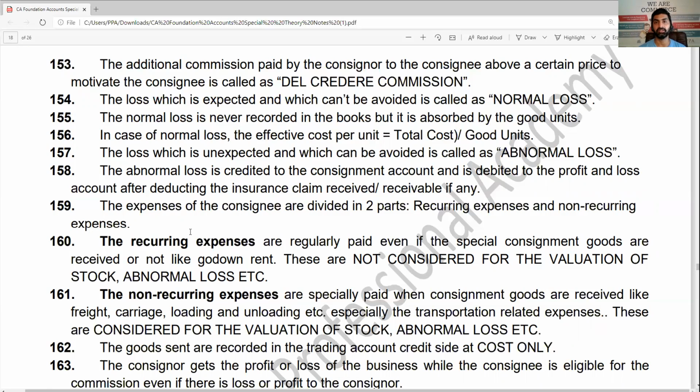While abnormal loss is unexpected loss, for example 800 units lost, which was not expected. It is valued as per the stock valuation and it is transferred to the costing P&L debit side after reducing the insurance claim. So normal loss is not recorded in the books, absorbed by good units. Abnormal loss is recorded in the books and, after reducing the insurance claim, transferred to the P&L account.